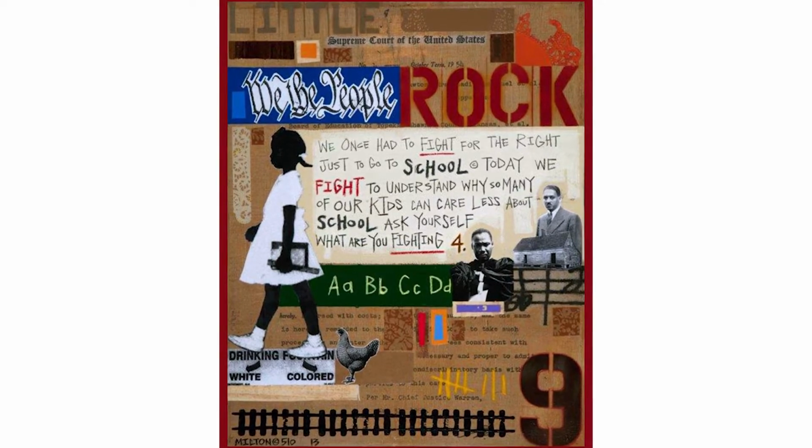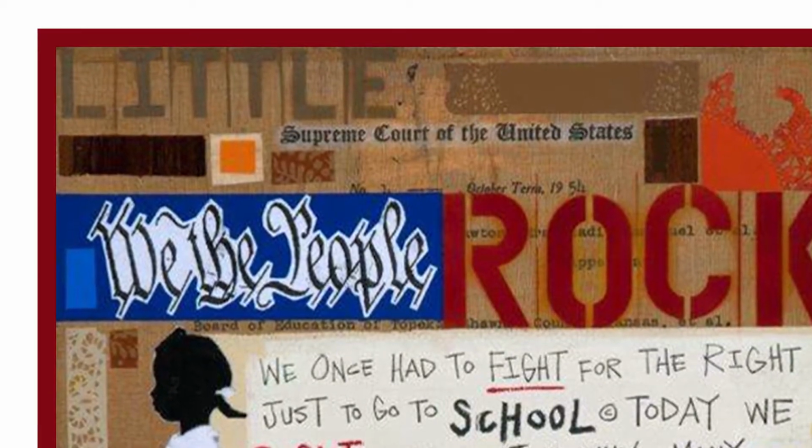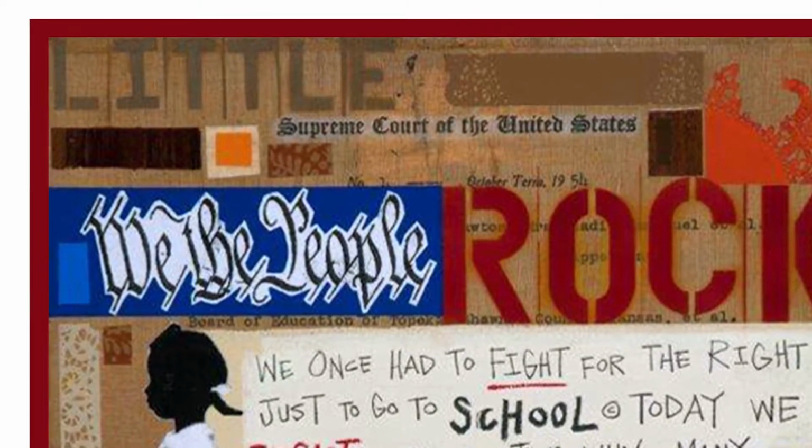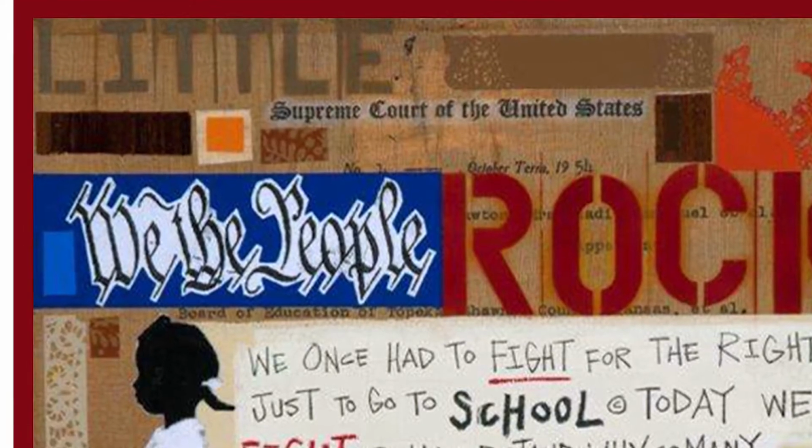But before Dr. King became so popular, there was a lot of things going on. There was a group of 9 students, and the painting that you're getting ready to look at is going to be titled The Little Rock 9. So when you're looking at that painting, if you notice in the top left corner, you'll see a stencil word that says little. Underneath it, you'll see a collaged image that says We the People.